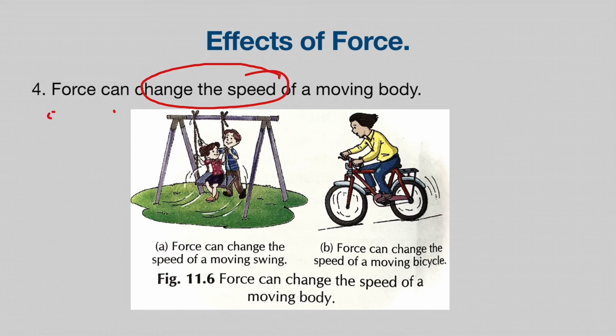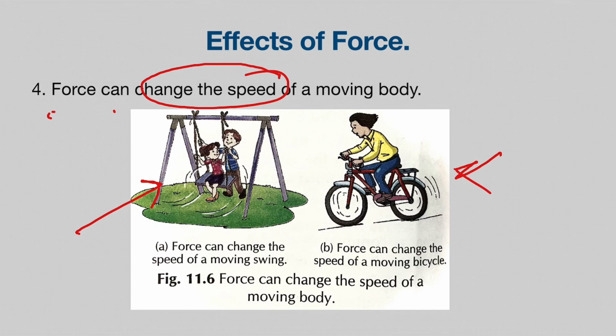Now the fourth one that we have is force can change the speed of a moving body. Like for example, here you look, this boy is pushing this girl in a moving swing, right? Now he can control the speed of the swing by controlling the force. If he applies much bigger force, the speed will be higher, but if he applies little force, then the motion will be slower.